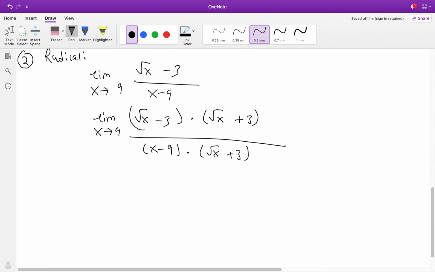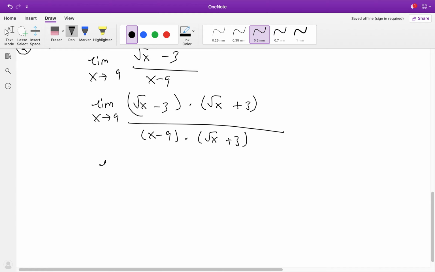And now you can go ahead and simplify. So now we'll have the limit as x approaches 9 of x minus 9, and then divide that by x minus 9 times the square root of x plus 3. So now we see that in our numerator and denominator we have a common factor. These cancel out, and that's usually how these problems work. You'll end up having a common factor that will cancel out in the numerator and denominator.